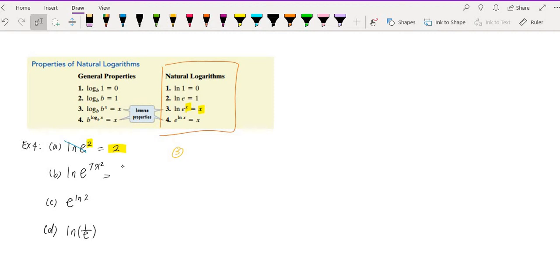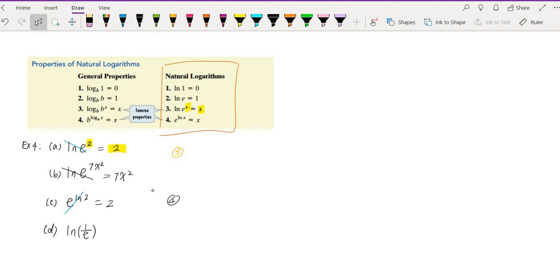So let's look at part B: natural log of e to the 7x squared. Again, in this case, we can think natural log and e cancel out, so what's left over is 7x squared. Part C: e to the natural log of 2, where property 4 matches this, right? So our answer is 2. But again, you can just think, e, and then we see natural log, they cancel out. So I'm going to write it down.